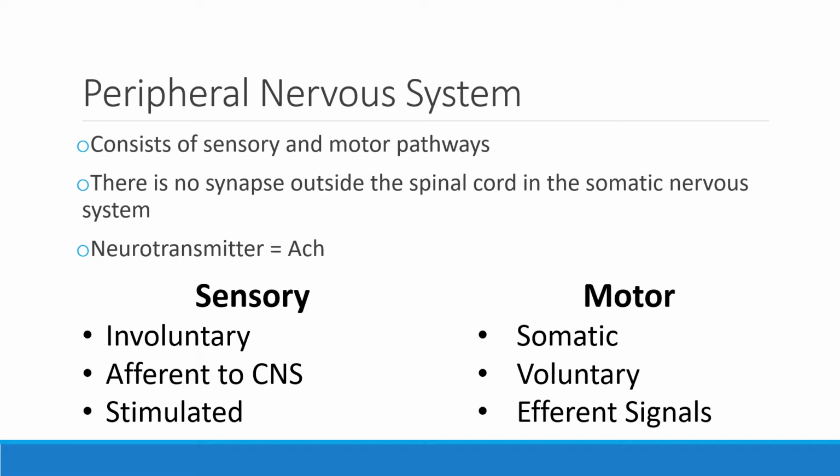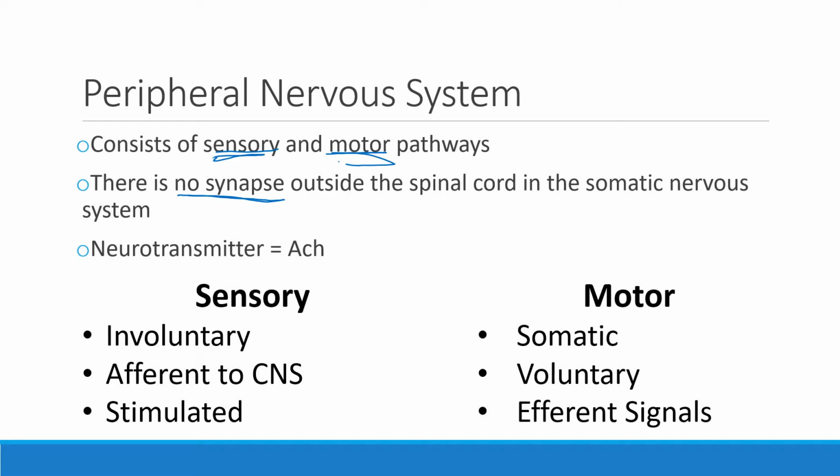So when we're looking at the peripheral nervous system, this is the link between the central nervous system and the body. It consists of sensory and motor pathways. That's a pretty big thing. And remember, this is the link between the central nervous system and the body. So there is no synapse outside the spinal cord in the somatic nervous system, right? Soma means body. So there's no synapse outside the spinal cord.